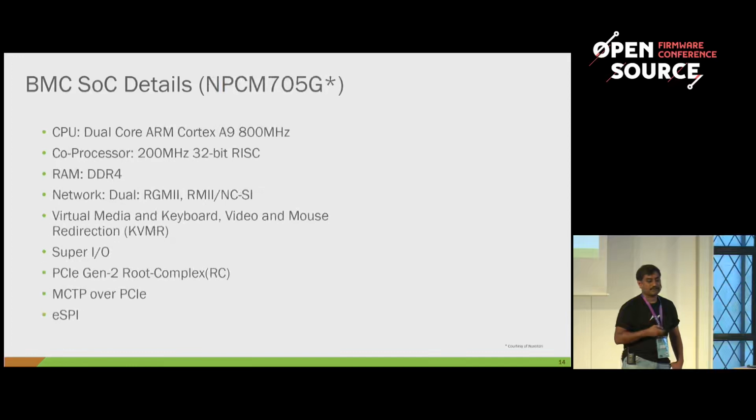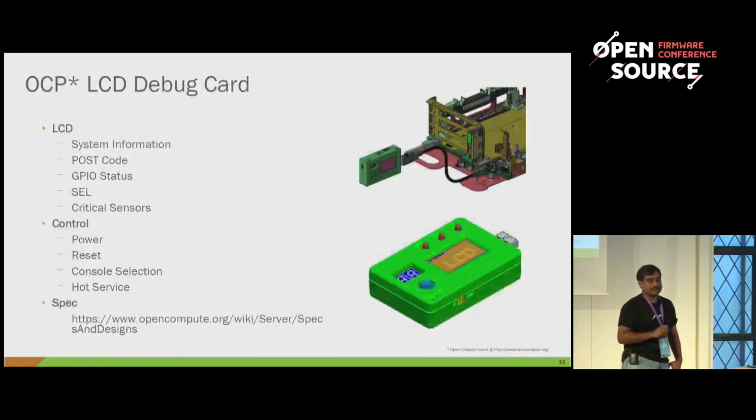This is one more from Nuvoton. Again, dual core A9. So with these powerful BMCs, now we can address some of the advanced use cases. So I would go over a couple of them. What are the advanced use cases in this case?